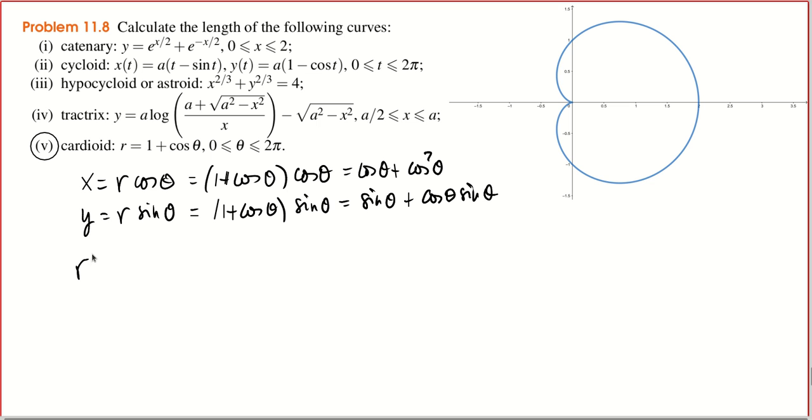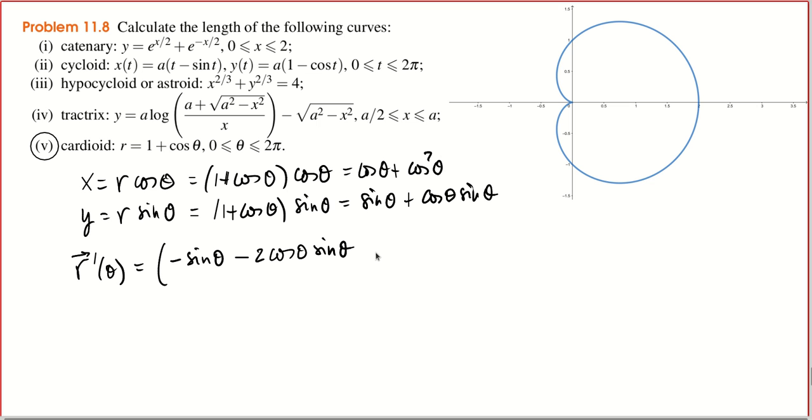Now we have to take the derivative of the parameterization, as a function of theta. And here, for cosine theta, the derivative is minus sine theta, plus the derivative of this, which is minus 2 cosine theta sine theta.